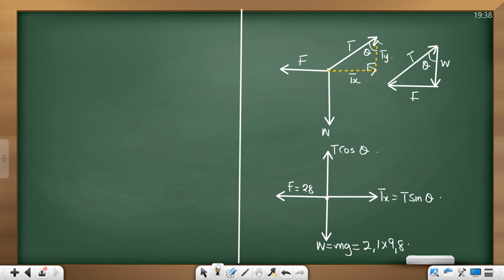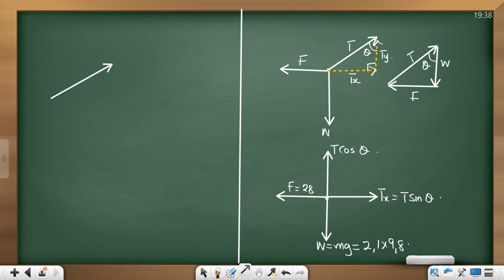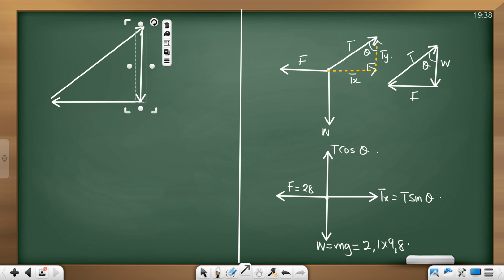It's because it's a closed right angle triangle where T represents the hypotenuse. Absolutely. Guys, look at that diagram that we had there. And that's the key. That is 90 degrees. What's our W? 2.1 times 9.8. What is our F? 28.